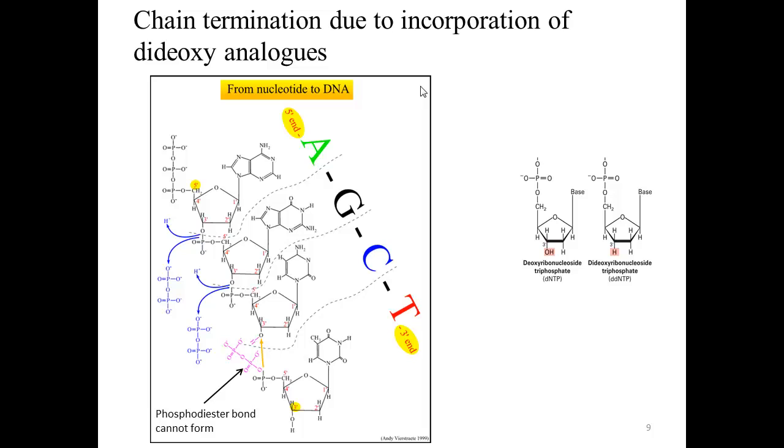And again, here we're just highlighting a chain of DNA growing from the 5' end down to the 3' end, and then you have the nucleotide triphosphate attacking the 3' hydroxyl to form a new bond. If that 3' hydroxyl isn't there, there can be no attachment of another nucleotide.